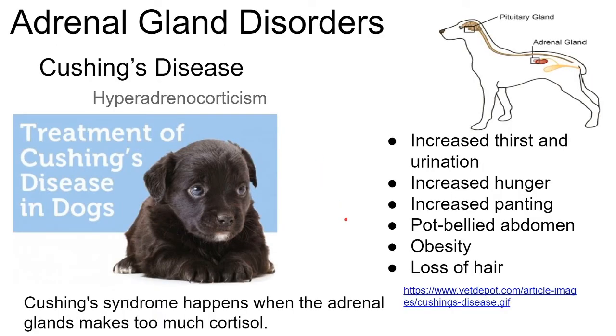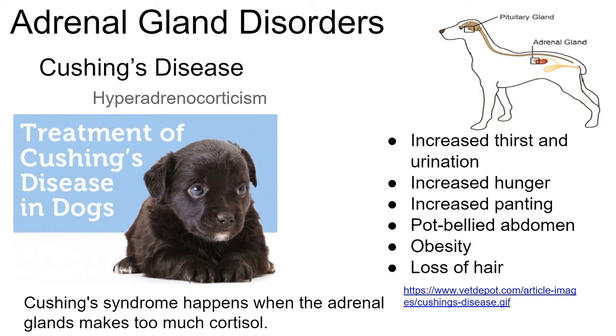So an adrenal gland disorder, a common one actually in pets, is called Cushing's disease, which is hyperadrenocorticism. My pronunciation is not doing the best today, so I apologize again. With Cushing's disease, you see increased thirst and urination, increased hunger, increased panting. They tend to be more pot-bellied, so they look like they're bigger, especially in that stomach area. They tend to be more obese, and they can lose hair.